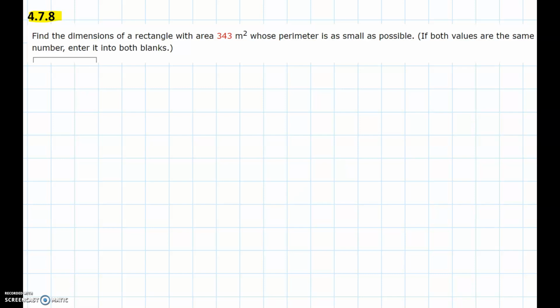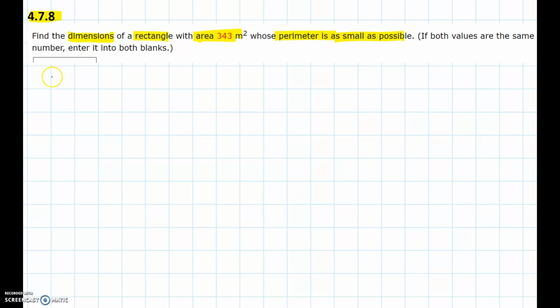Hi, in this video, I will be showing you problem number 8 of chapter 4 section 7 from the practice exam. Find the dimensions of a rectangle with area 343 meters square whose perimeter is as small as possible. So this is one of optimization problem. So the area of the rectangle is given.